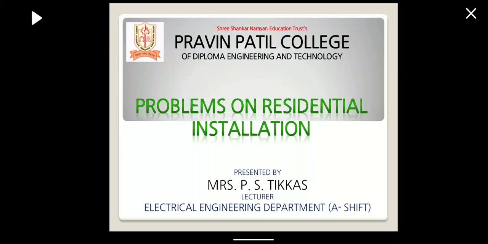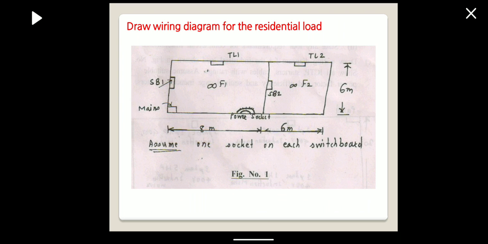Now the next topic is numerical problems on residential installation. We already discussed the procedure of how to install and how to draw the installation plan for the residential installation. So let's see. The first problem is: draw the wiring diagram for a residential load.